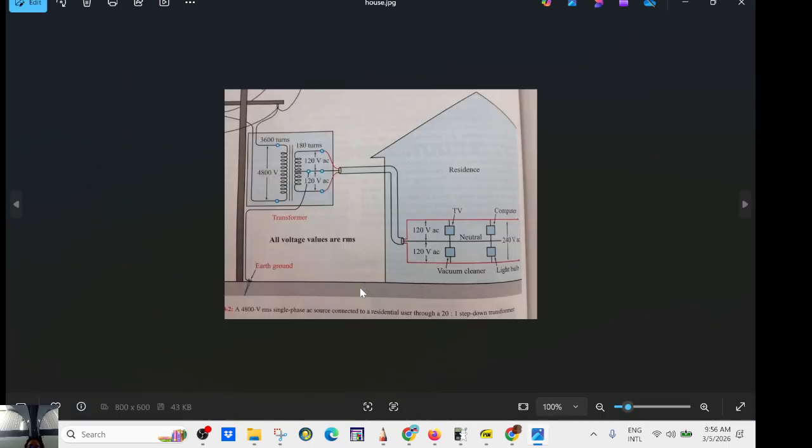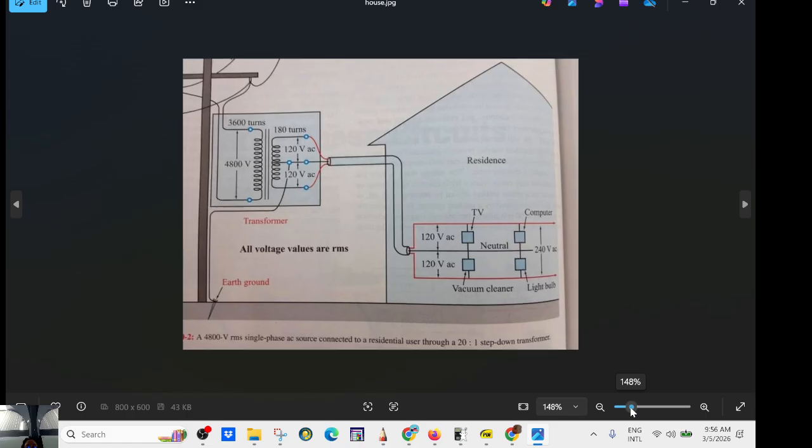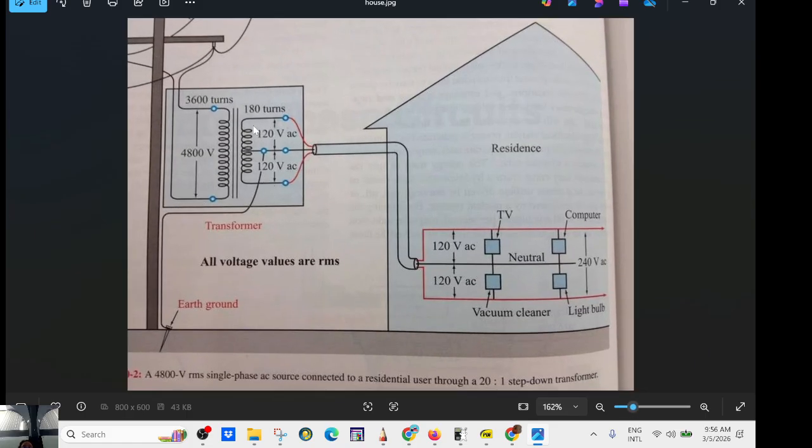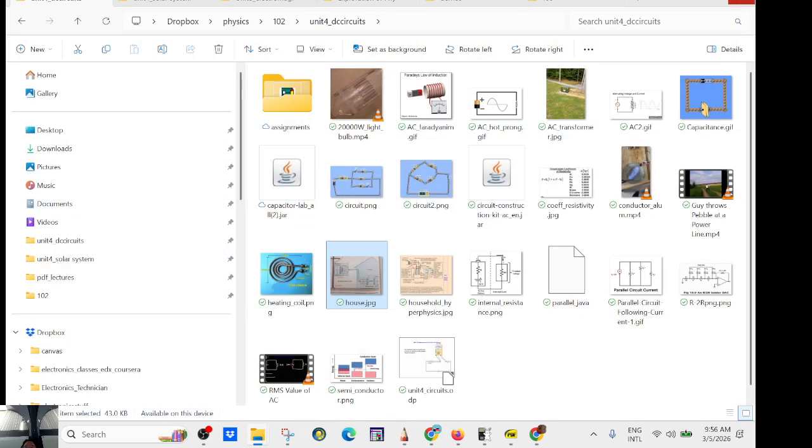Okay, so here you have another picture. See, 4000 volt goes to 120, 120, two hot wires. This is the neutral path. And here you can have your washing machine that will be 240 volts. Between here and there, you have the other appliances. Somewhere you're going to have a fuse breaker to make sure that you don't go over 20 amps.